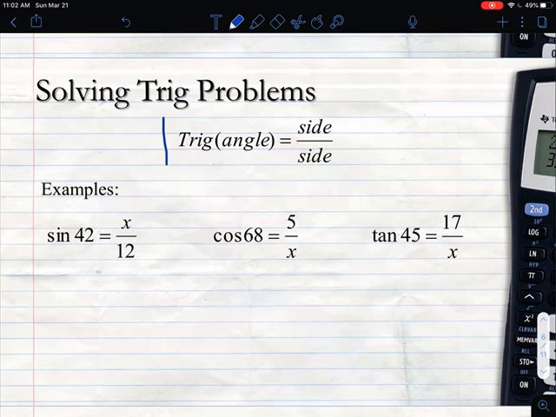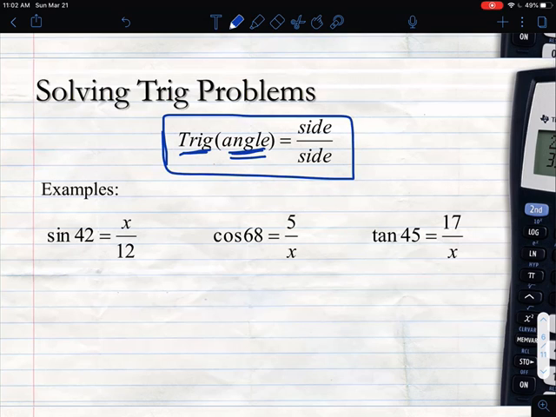So first thing, notice at the top here, we have a kind of generic equation. What's really important here is that when we're setting up our equation, we're going to pick a trig ratio, so sine, cosine, or tangent. That's always going to be the first thing we try to decide. Now that sine, cosine, or tangent is always attached to the angle. The angle always has to go right with the sine, cosine, or tangent. Those two things cannot be separated.